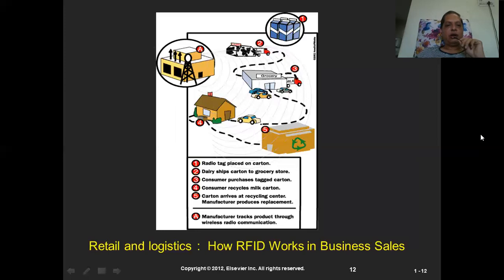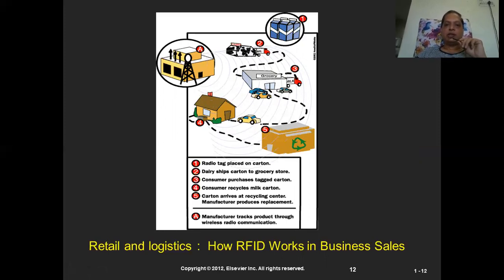Okay, so retail and logistics technology. How does RFID work in businesses? If you see this diagram, number one is a radio tag placed on the cartons. These are milk cartons, and from stage number one, the dairy ships the cartons to the grocery store. From the third stage, the consumer buys that carton and takes it home. Then number four, when the consumer reaches home, the consumer takes out the milk and recycles that carton. And number five, there are recycle places where the things are getting recycled.